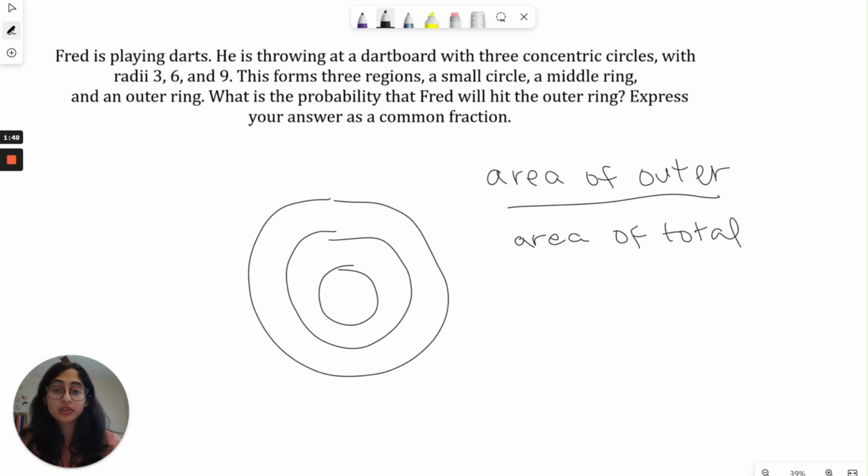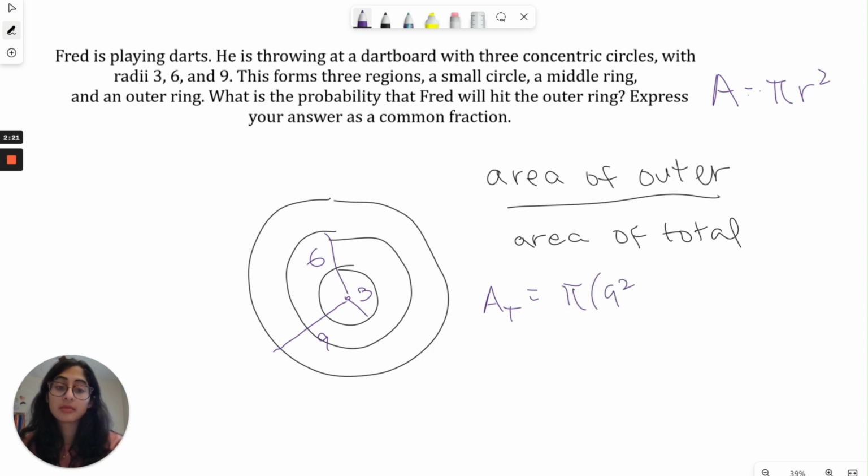Okay, so how do we find the area of these things? Well, the area of the total is a lot easier, right? Because we know that the radii, from here to here, that's 3. From there to there, that's 6. From here to the outside, the outermost circle, this is going to be 9. So to find the area of that total dartboard, it's just going to be the area of a circle, which we know is pi r squared. It's going to be the area of a circle with a radius of 9. So the area of the total is going to be equal to pi times 9 squared, so 81 pi.